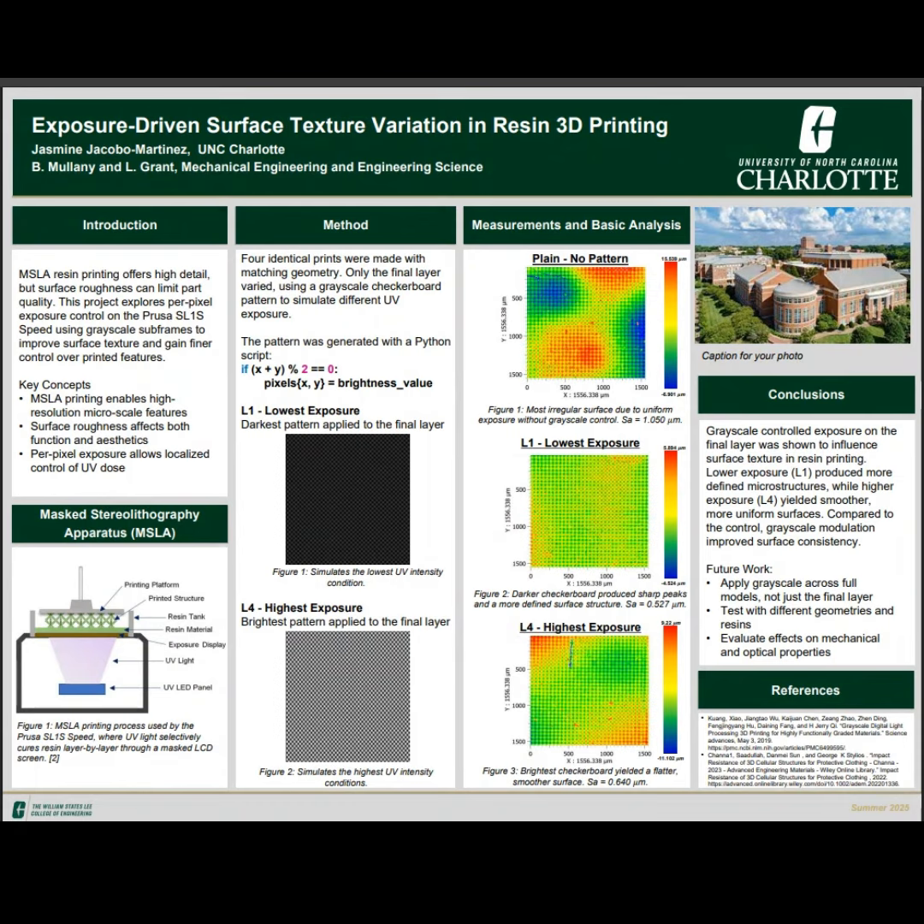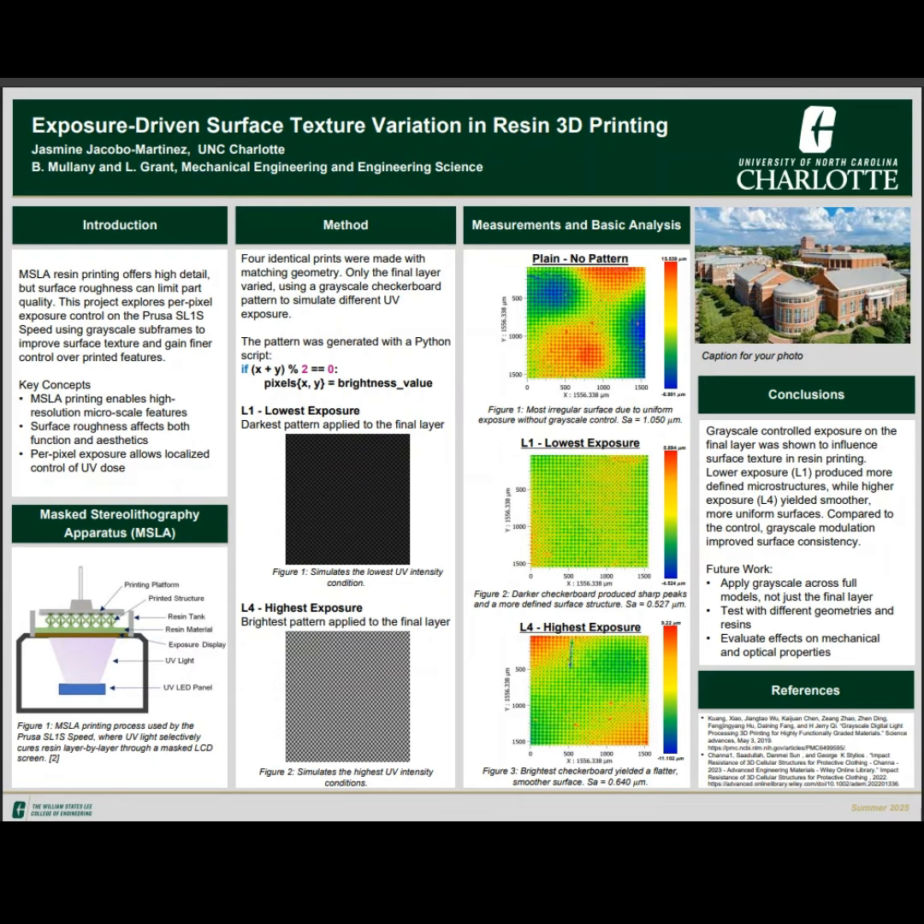I generated these patterns using Python, applying a simple checkerboard algorithm that selectively turned pixels on or off based on grayscale intensity. The exposure time was determined using a simple formula: exposure equals the number of active frames times the time per frame. L1 used the fewest active frames and thus received the least UV light, while L4 used the most. After printing, I scanned each part using a coherent scanning interferometer to evaluate the surface roughness.